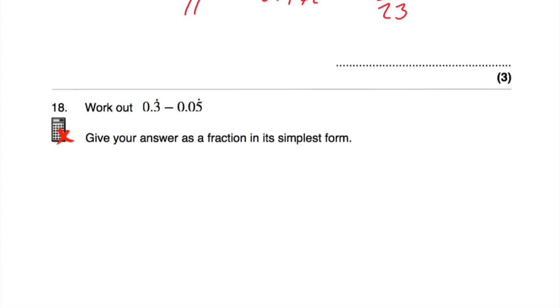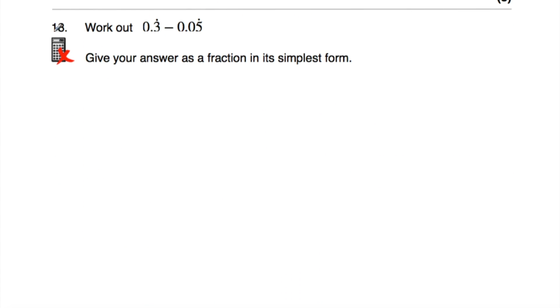Okay, let's have a look at question number 18. We've been asked to work out 0.3 recurring, subtract 0.05 recurring, and to give our answer in its simplest form. So we've got 2 recurring decimals here. Let's convert both of them into fractions because we've been asked to give our answer as a fraction.